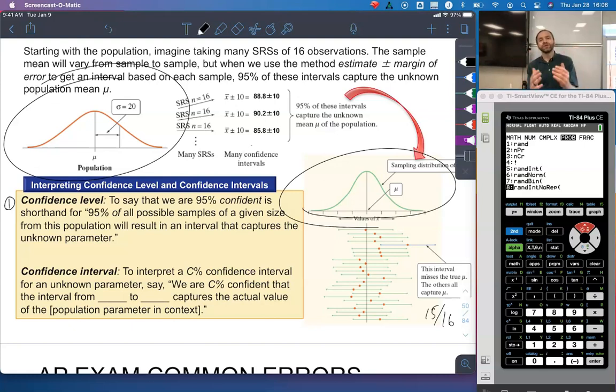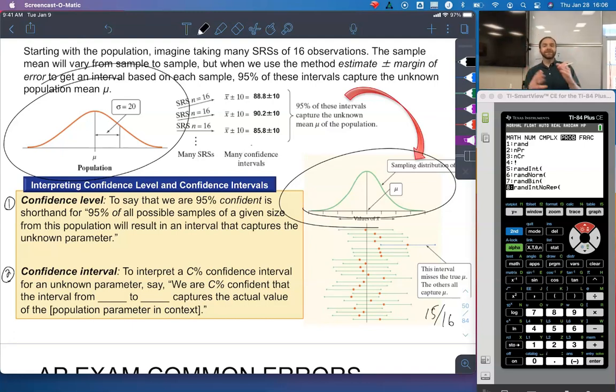And by the way, you only interpret a confidence level when you are asked to interpret a confidence level. However, a confidence interval must always be interpreted. And the confidence interval is done at the end. So this can be done at the beginning of the problem. This is done at the end of the problem after you calculate it.